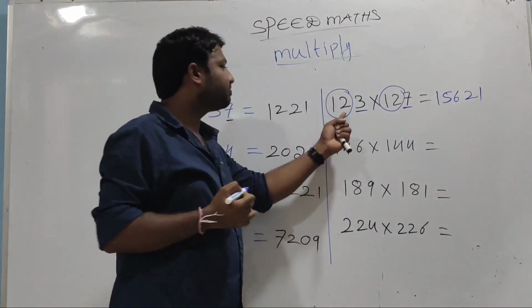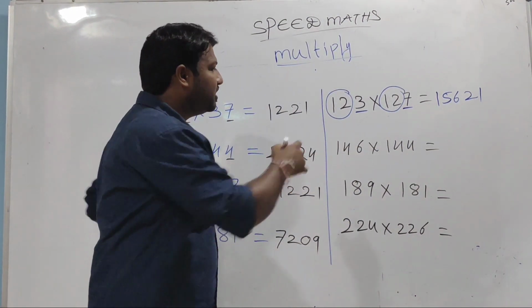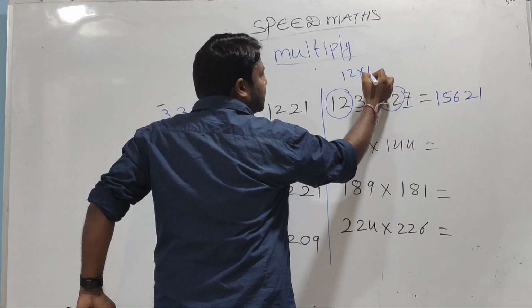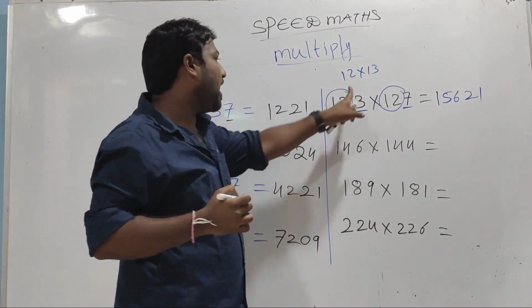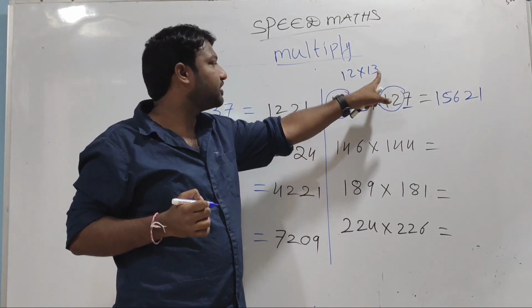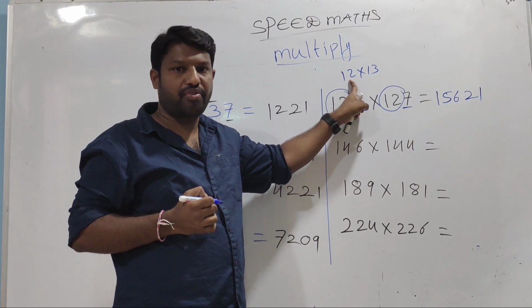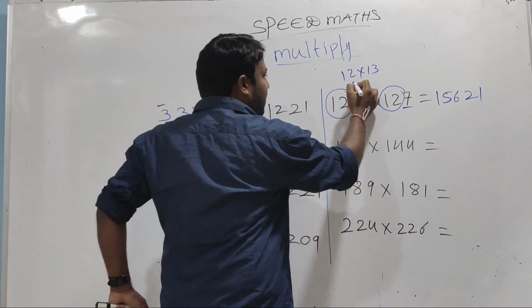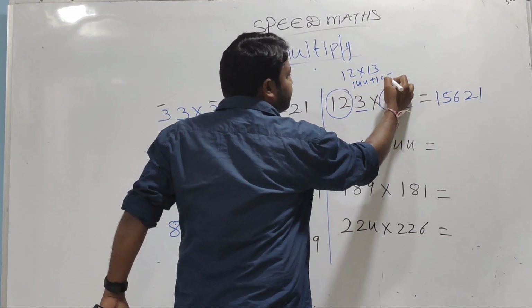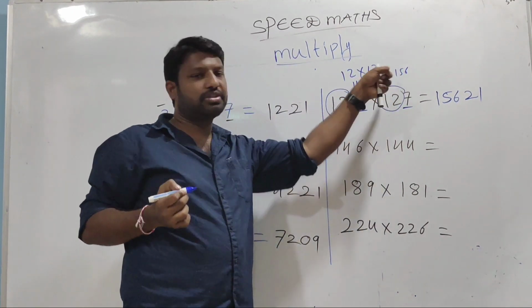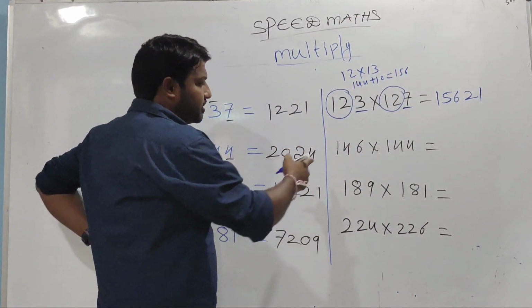Tables ravali sir. Tables ravali. Rakunda em chestarandi? 12 into 13. So I know that 12 into 13, em chestaru? Next deeni square cheyandi. 12 square is 144. 144. 12 square is 144 plus 12 add cheyandi. Nothing but 156. 12 into 13. Ila kuda cheyochu. Okay.